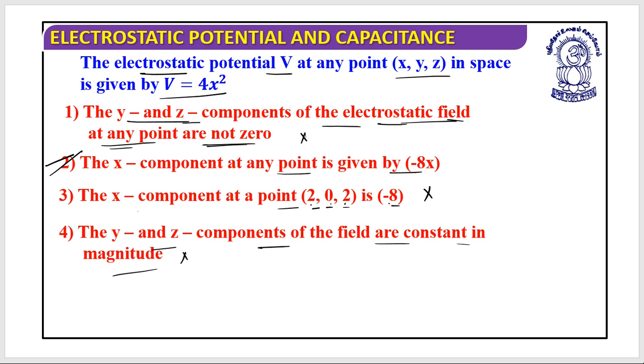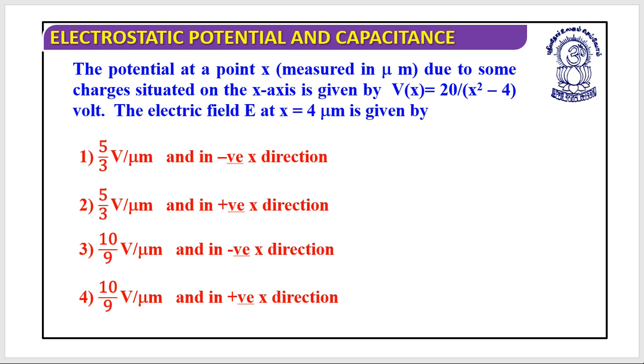The new questions. Next. Look at this very carefully. What they have given: they have given that the potential at a point x due to some charge situated on the x-axis is given as Vx is equal to 20 divided by x square minus 4 volt. The electric field E at x equals to 4 micrometer is given.